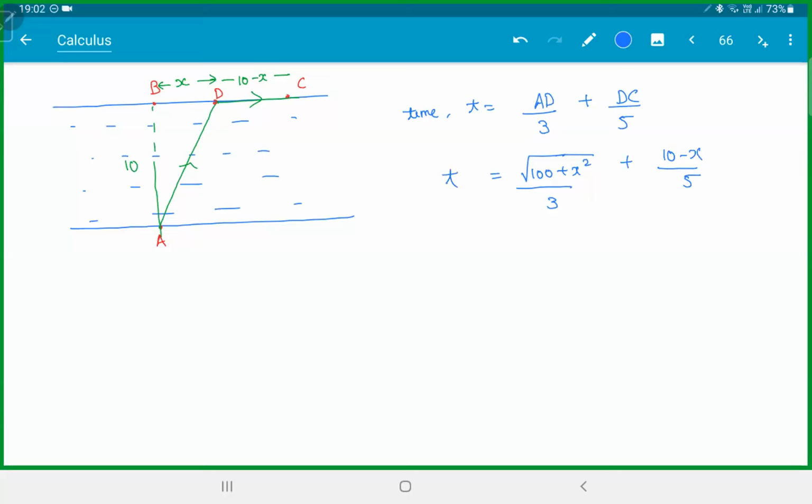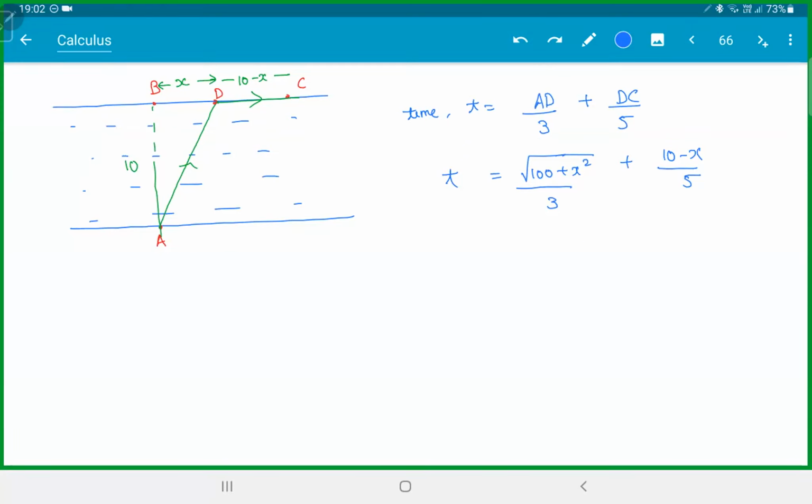So you want to minimize the time. So what to do? dt by dx is 0. Get it? This is important. This is how you frame the question. Let the man go till some point. Let that be X. So for different values of X, you get different times. I hope everyone agrees with that statement. Among all that X, there is one which will give you minimum. So dt by dx is 0.